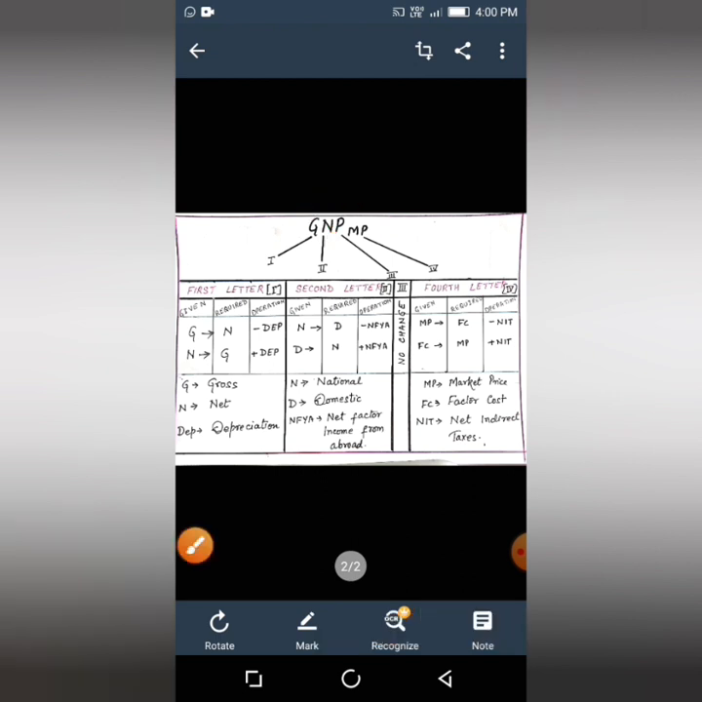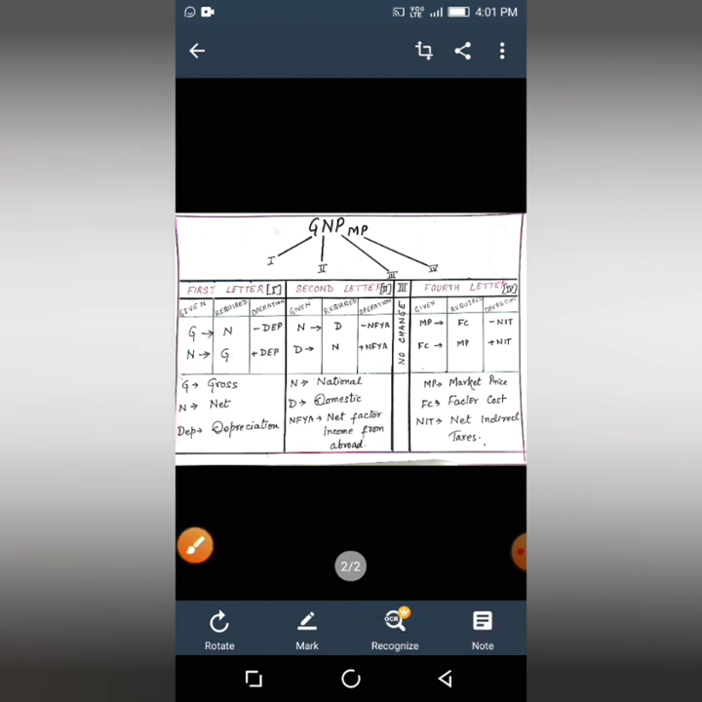In the first letter, the concept is related with gross and net. If gross is given and net is required, we have to deduct depreciation. If net is given and gross is required, then we have to add depreciation.